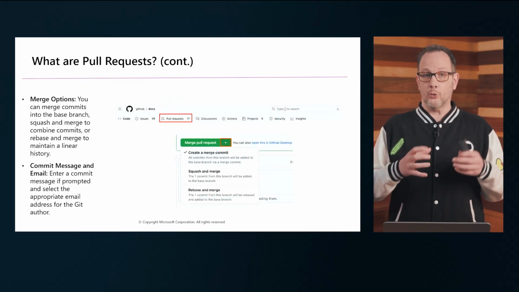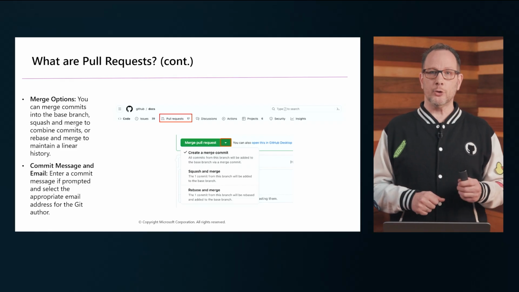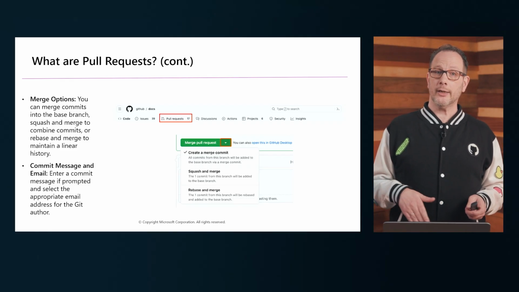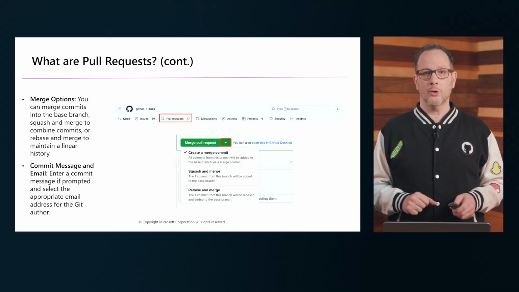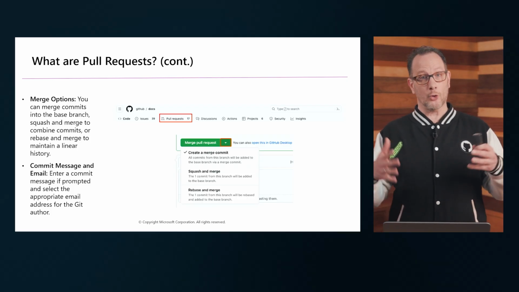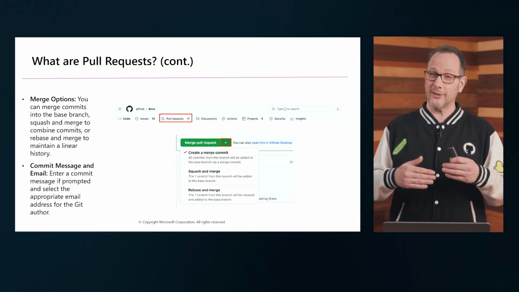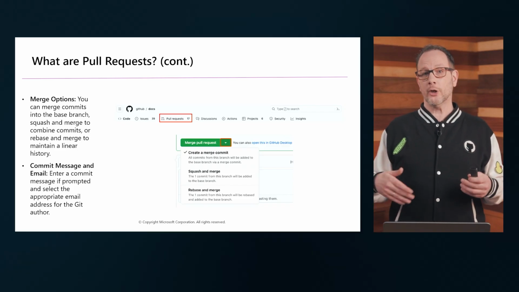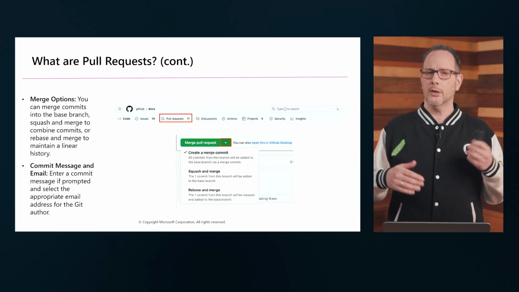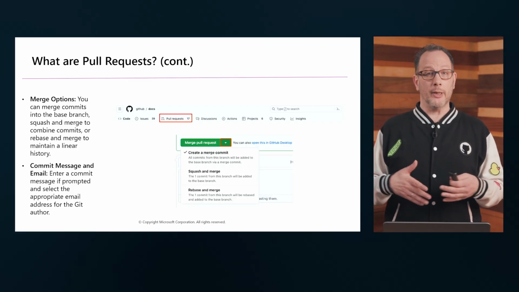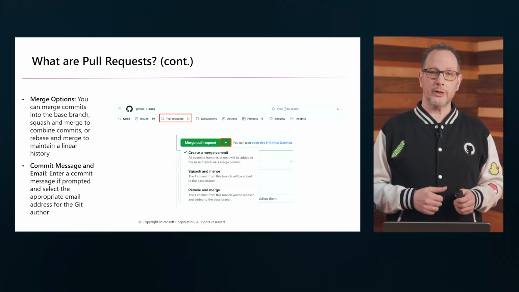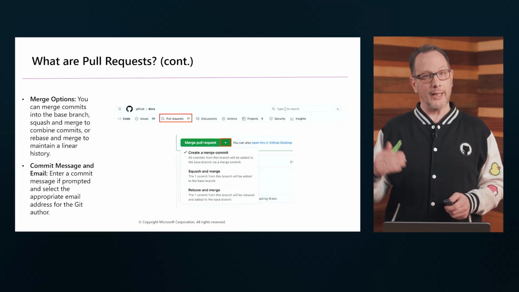Once the pull request is ready to be merged, GitHub gives you several options for how to integrate your changes. You can create a merge commit, which preserves the full history of your branch. You can squash your commits into a single clean commit, or you can rebase your branch for a linear history. Each option has benefits depending on your team's workflow preferences, and choosing the right one helps keep your project history tidy and understandable.